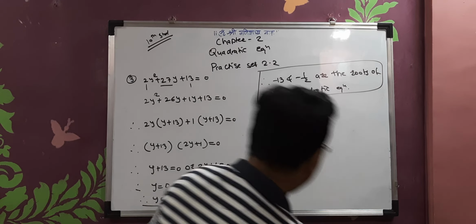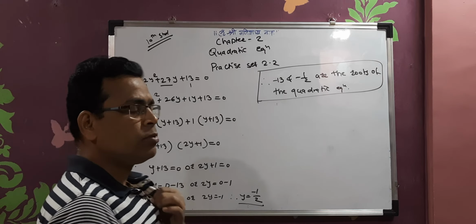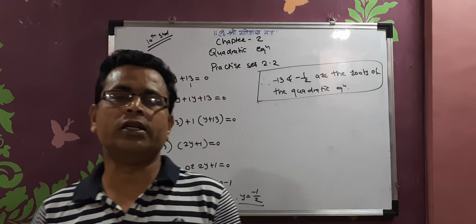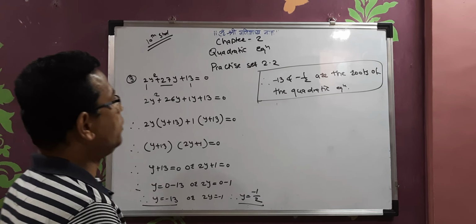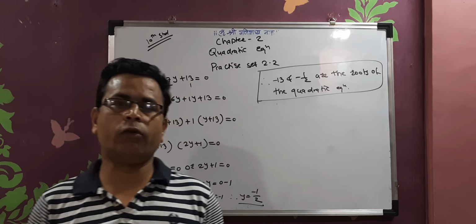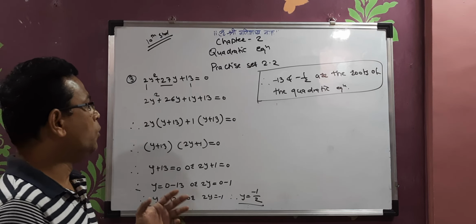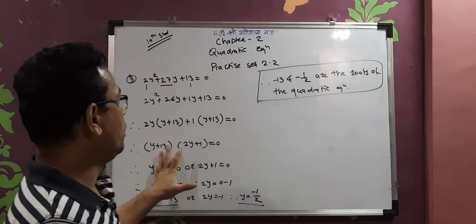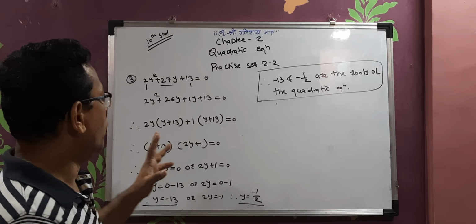Hope you guys understood this problem. I have tried to make these problems as simple as possible so that you can understand them very well. So we have solved 3 problems. I have taken one example to help you better understand. Now we are making the end of this session. In the next session, we'll continue with the same practice set, that is 2.2.